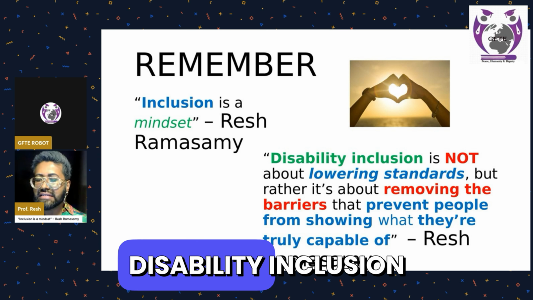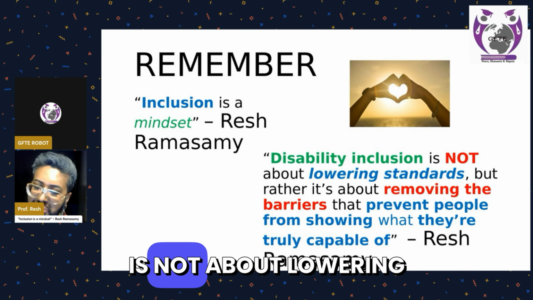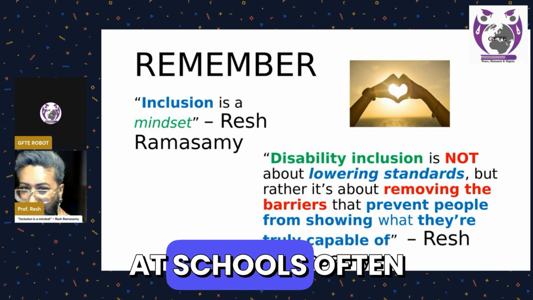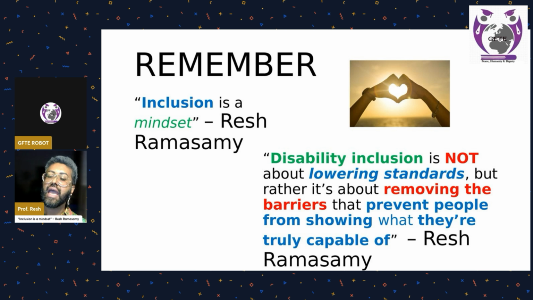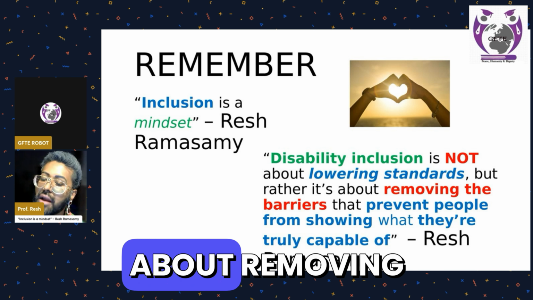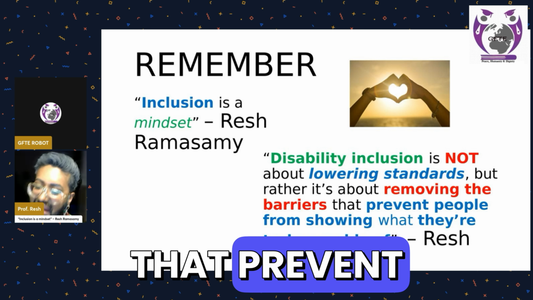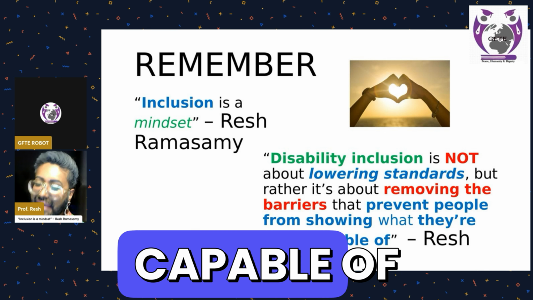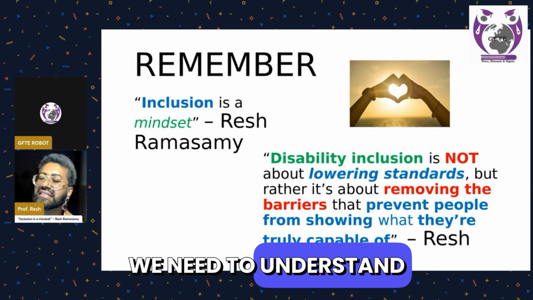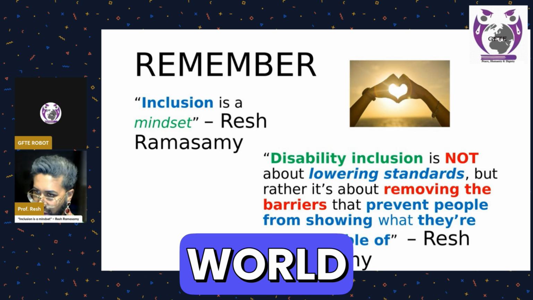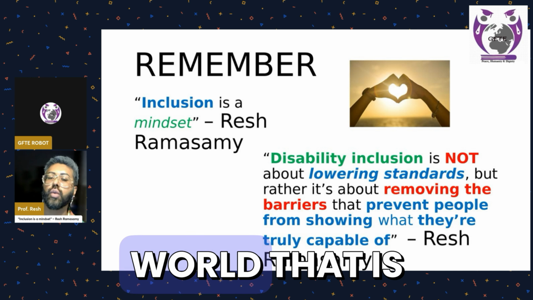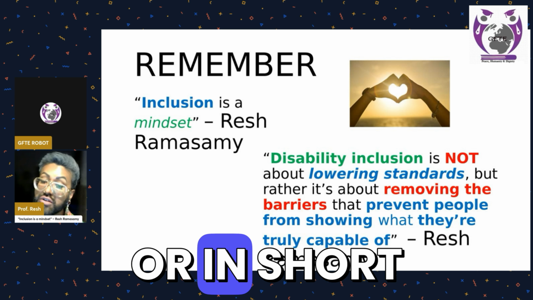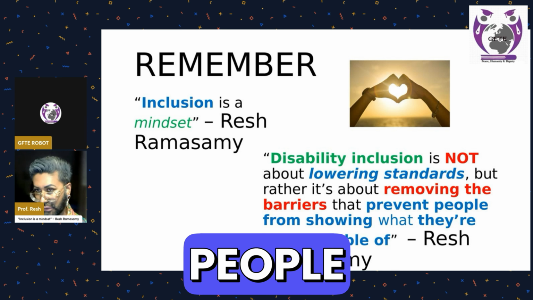Disability inclusion is not about lowering standards, as parents at schools often say to me, but rather it's about removing the barriers that prevent people from showing what they are truly capable of. We need to understand we live in a neurotypical world, a world that is geared for neurotypical people, or in short, non-disabled people.